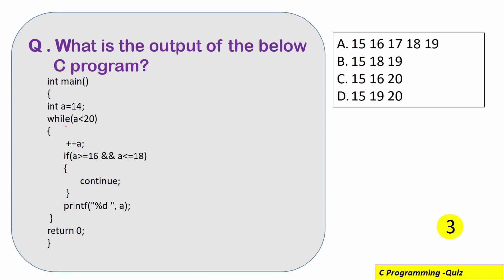Then we have used a while loop where we are comparing a with 20, then incrementing a. Then we have used some if condition. Then we have used continue, printing some value and returning. These are the four options given to you. You have to find the correct output of this given code from these options.